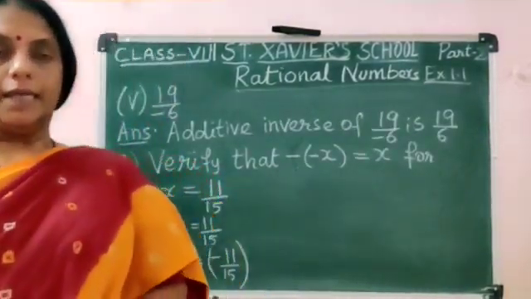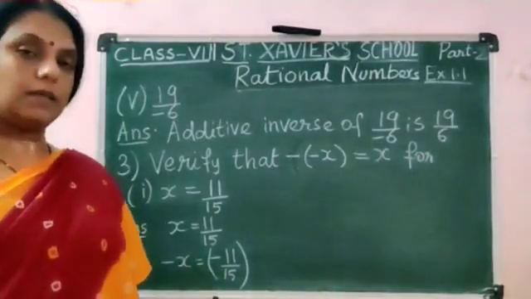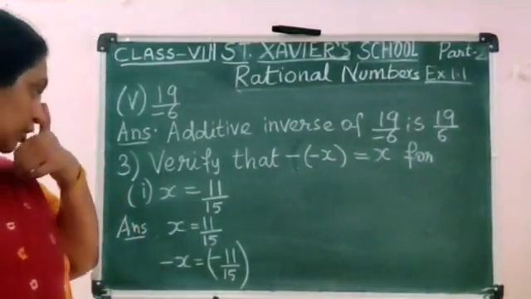Fifth one is 19 by minus 6. So the additive inverse of 19 by minus 6 is 19 by 6. Now we will go for question number 3.